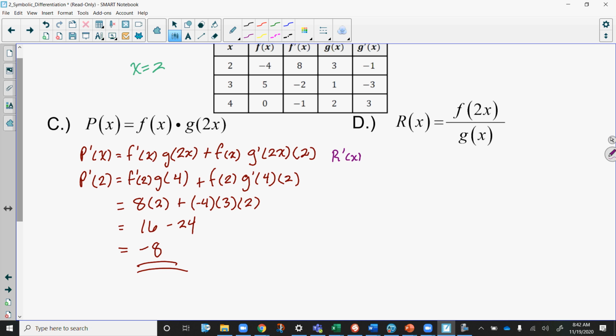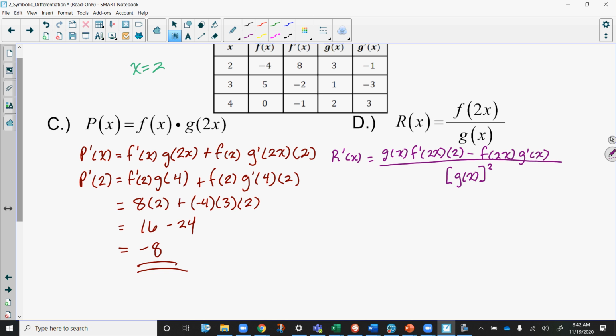r prime of x, just using the quotient rule, low d high minus high d low over low low, is going to give me g of x times the derivative of f, which in this case will be f prime of 2x times 2 again, minus high d low, so I'm going to say f of 2x times g prime of x, all of it over low squared or low low, so this will be g of x quantity squared.